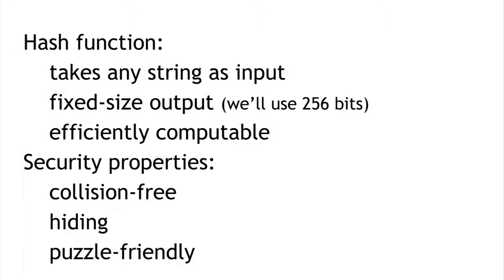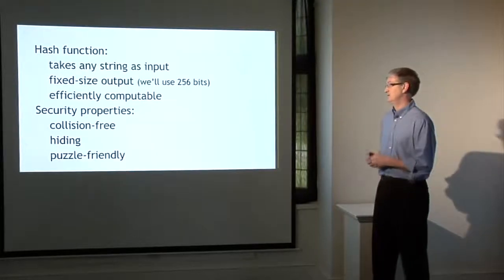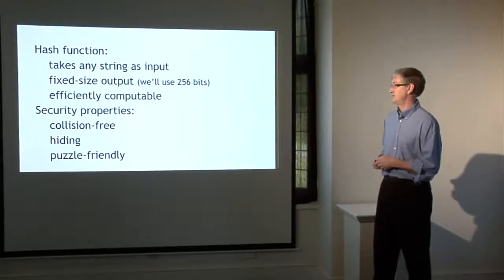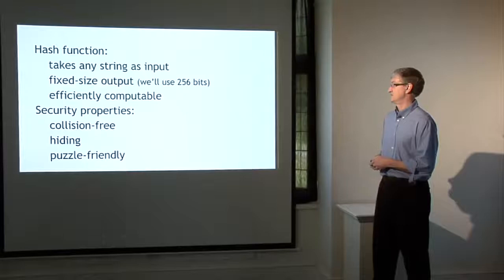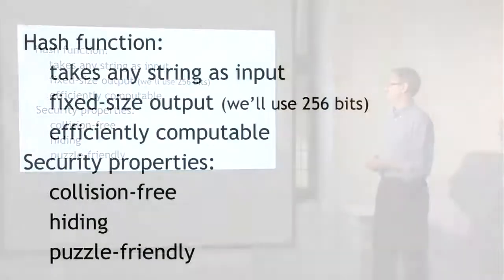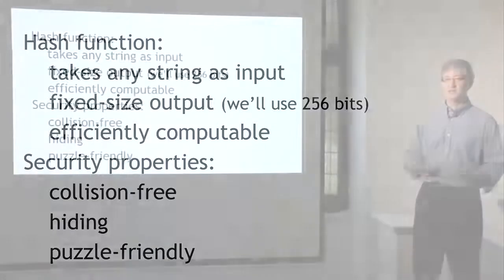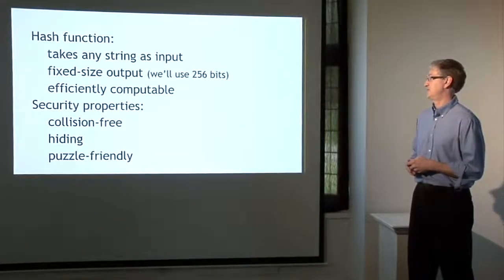So that's a hash function, but we're going to need hash functions that are cryptographically secure. The cryptographic properties of hash functions are a complicated topic in general, but we're going to focus here on three particular properties, and I'll explain in a minute what those are. In particular, that the function is collision-free, that it has a hiding property, and that it's puzzle-friendly. And for each of these, I'll talk about what the property is, what it means, and then I'll talk about why it's useful to have a function that has that property.